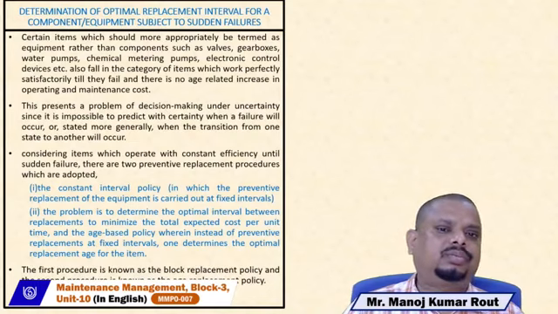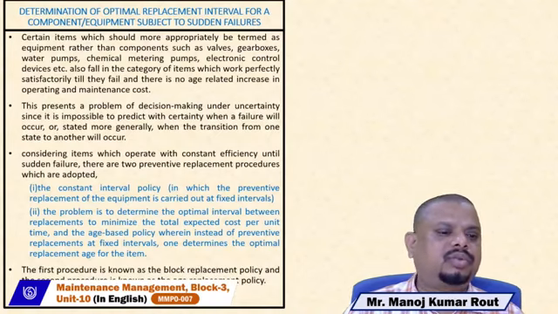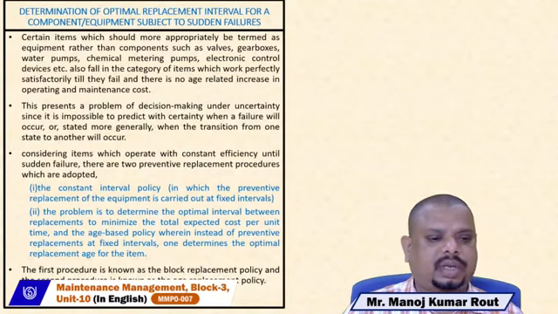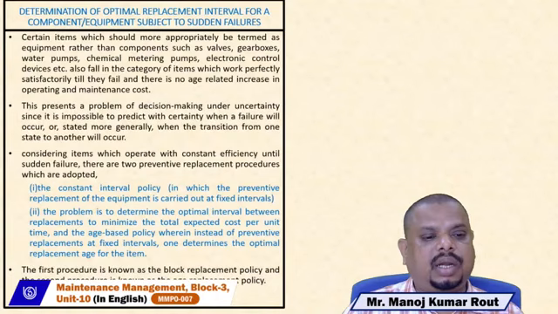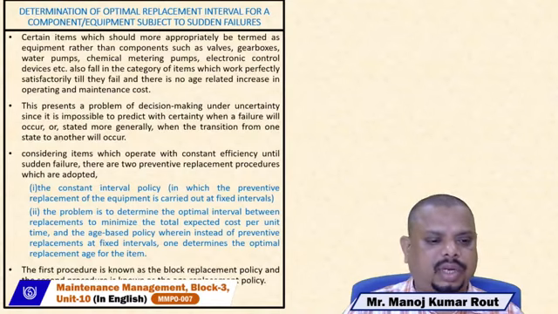With regard to reducing operating and maintenance cost, we will focus on the following procedures. The first procedure is the constant interval policies, in which the preventive replacement of the equipment is carried out at a fixed interval. I repeat, the constant interval policies.